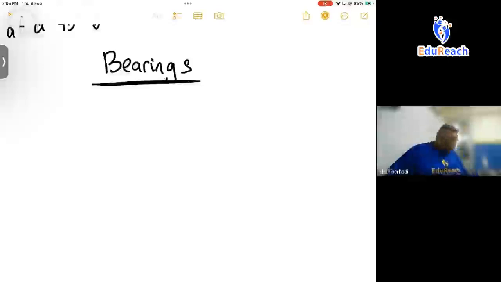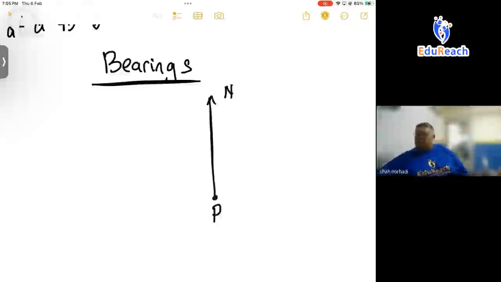Okay, so I'm going to go through bearings. Bearings, eh? So we have a question here. It says that this is your north, this is your port. And then we have a ship that is 45 degrees.